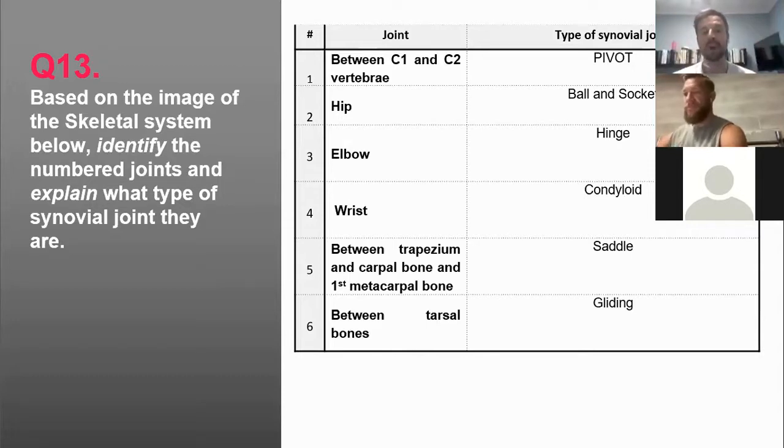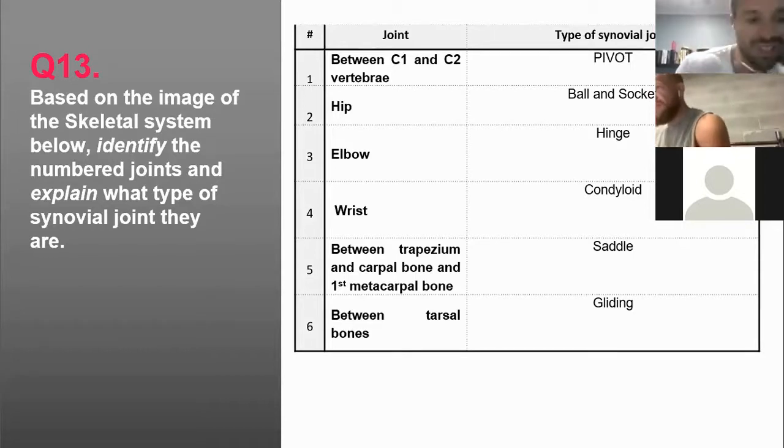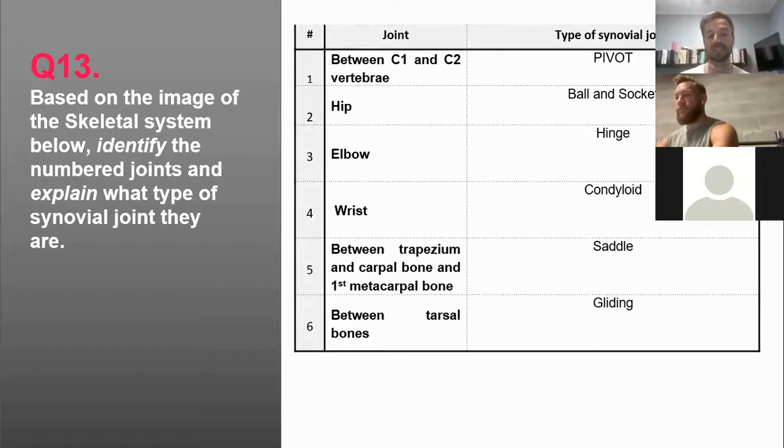Okay, so the first joint you can see there is in the top of the neck. That's between the C1 and C2 vertebrae. C means cervical. Cervical is the top vertebrae in your neck. You've got 7 vertebrae in your neck. So we're looking at C1 and C2. They're the first two, called the atlas and the axis. The atlas revolves around the axis. So that's what allows your head to turn from side to side. That's the first two vertebrae, C1 and C2.